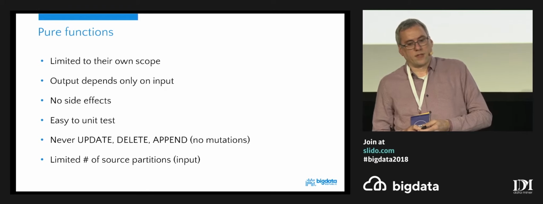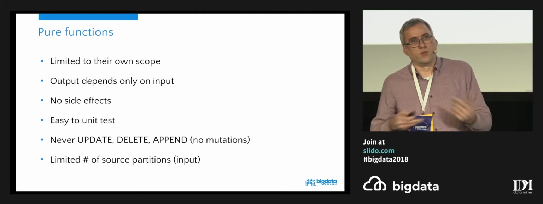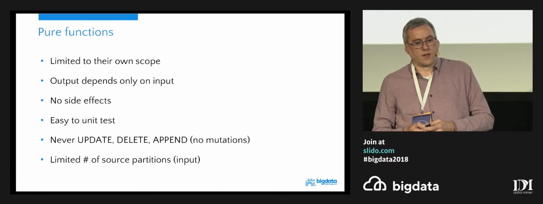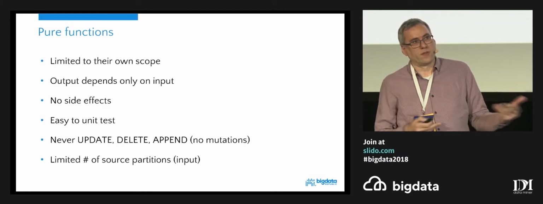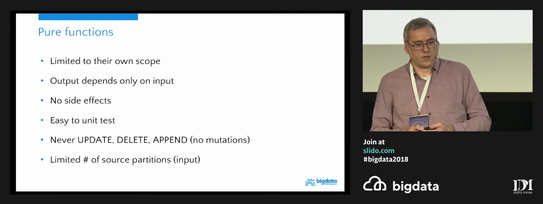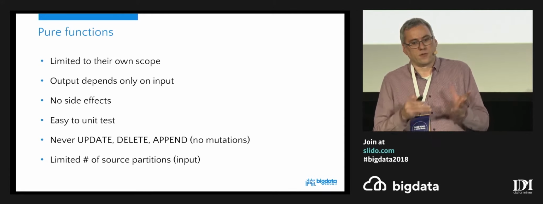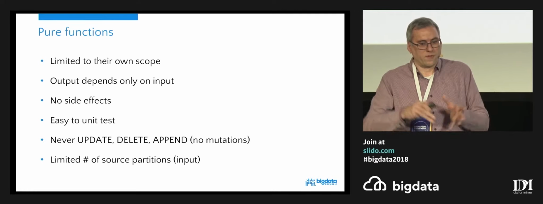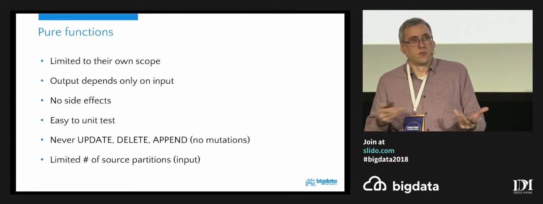And that also implies that inside the function there are no mutations going on. And ideally, you would do this with a limited number of source partitions in order to also keep your testability to a reasonable level, and also to keep the scope of the thing that you're testing and running to something reasonable.